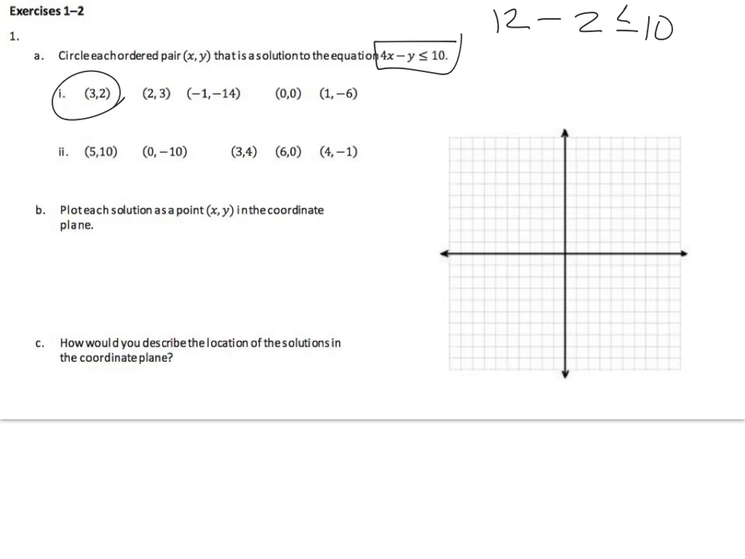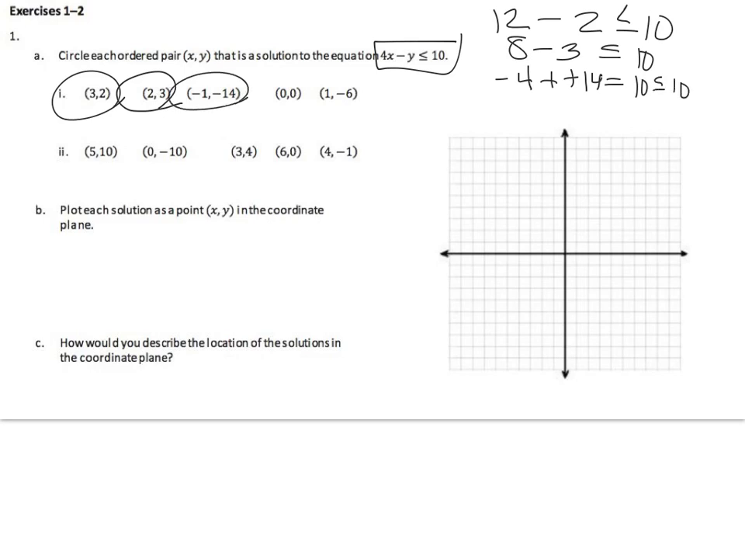2 comma 3. 2 times 4 is 8. Minus 3, is that less than or equal to 10? Yep. 5 is less than or equal to 10. It's actually less than. Negative 1, comma 6. So negative 1 times 4 is negative 4, minus a negative 6, which is plus 6. That equals 10, which is less than or equal to 10.